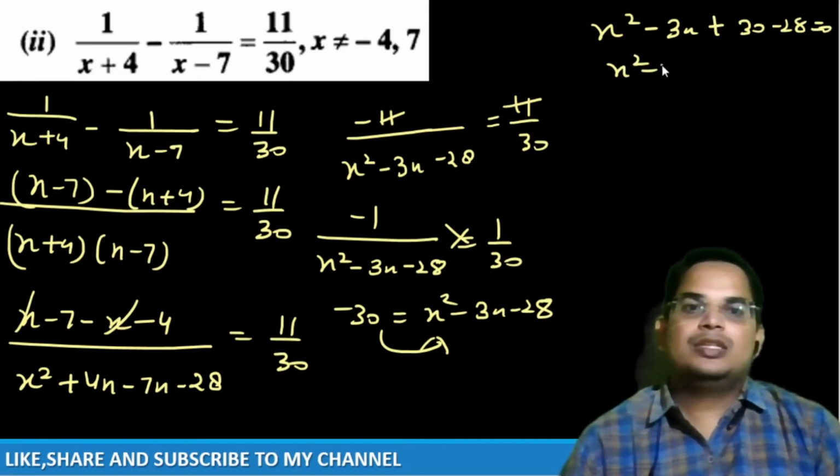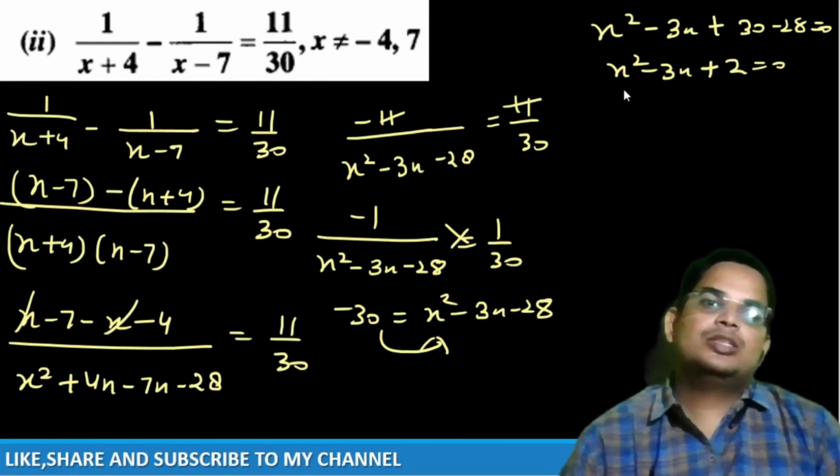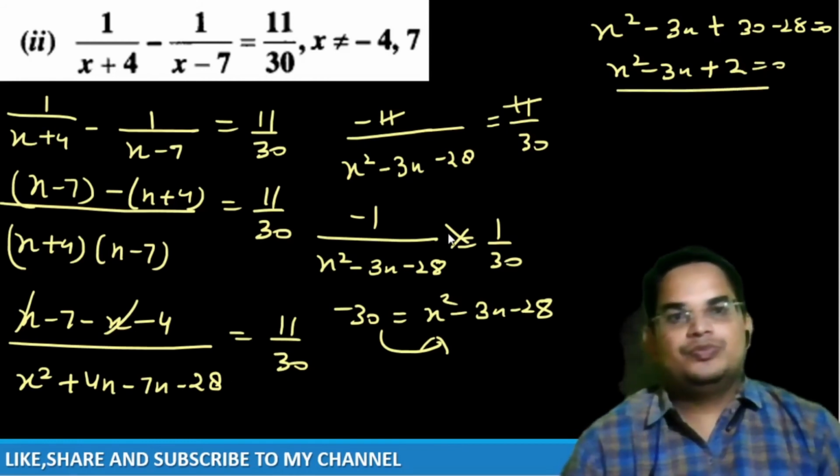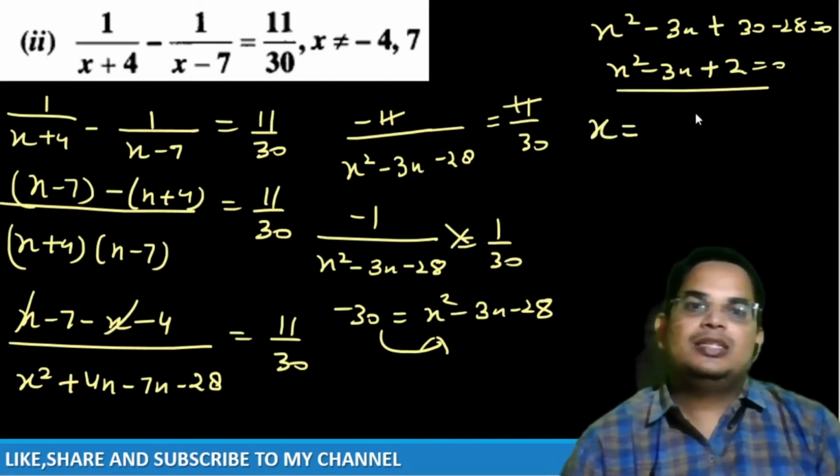So what are you having? x square minus 3x plus 30 minus 28 is 2. x square minus 3x plus 2 is equal to 0. This is your standard form. Apply the Sridharacharya formula. x is equal to minus b, it becomes 3, plus minus root of b square, it becomes 9, minus 4 into a, which is 2 into 1, upon 2a.